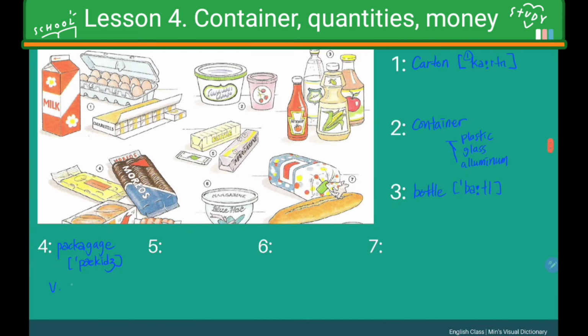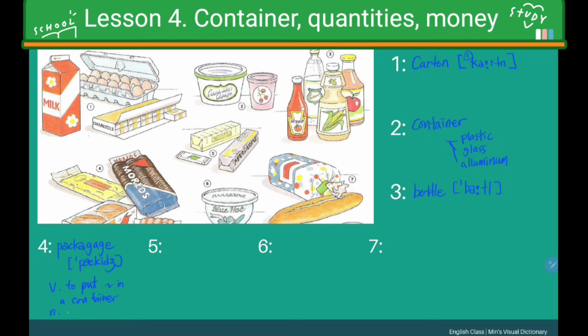And we also use this as a verb, to put something in a container. Or we also use this as in package tour.